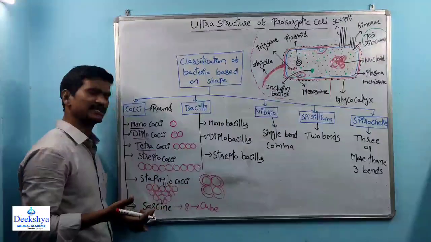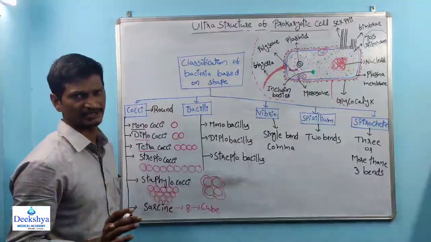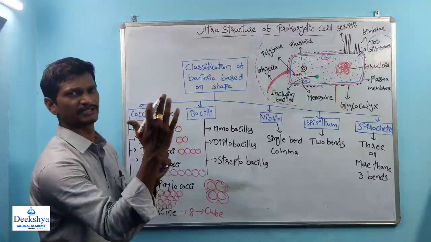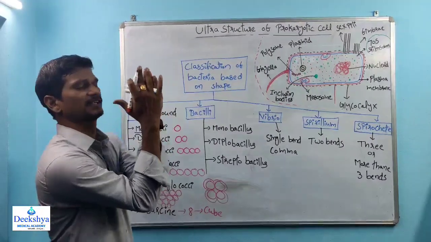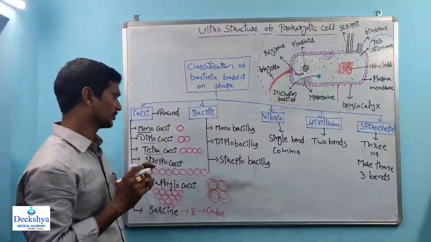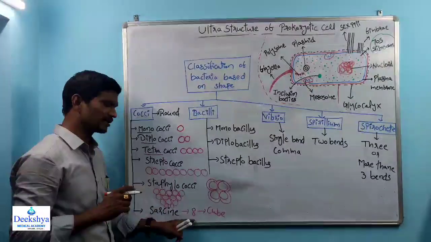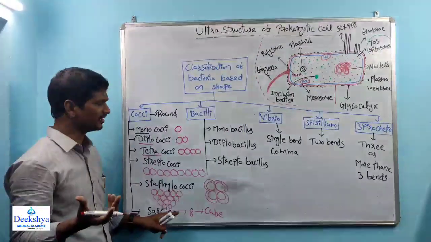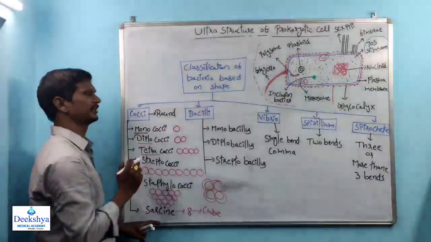So what I am telling is that sarcine totally contains 8 bacteria. In one plane 4 bacteria are there, and in another plane 4 bacteria are there. Finally it forms the cube-shaped structure. All these bacteria are round-shaped. That is about the cocci.